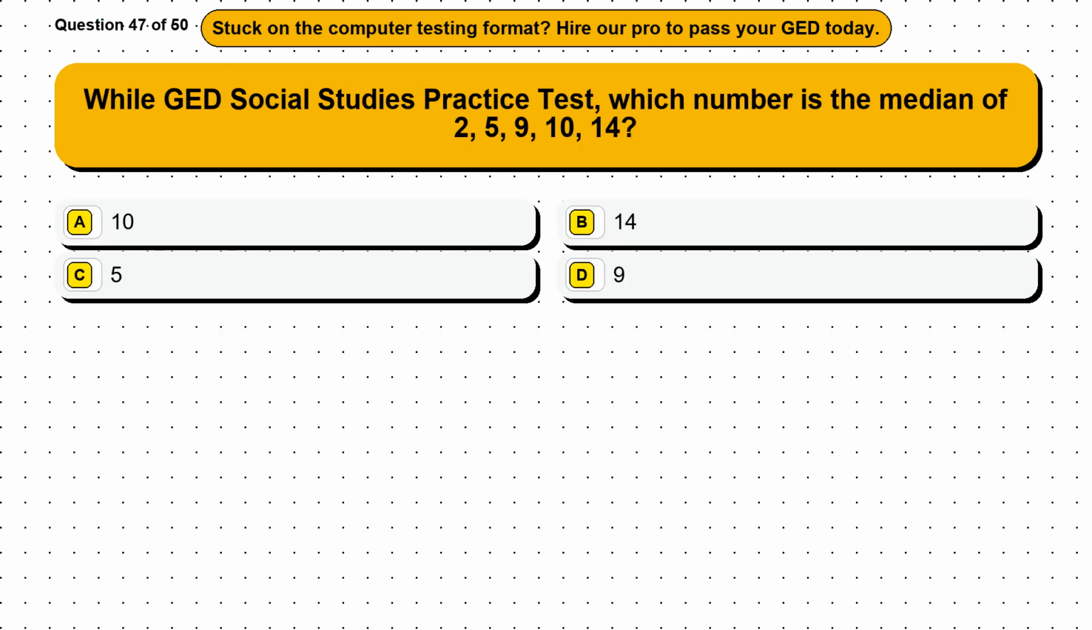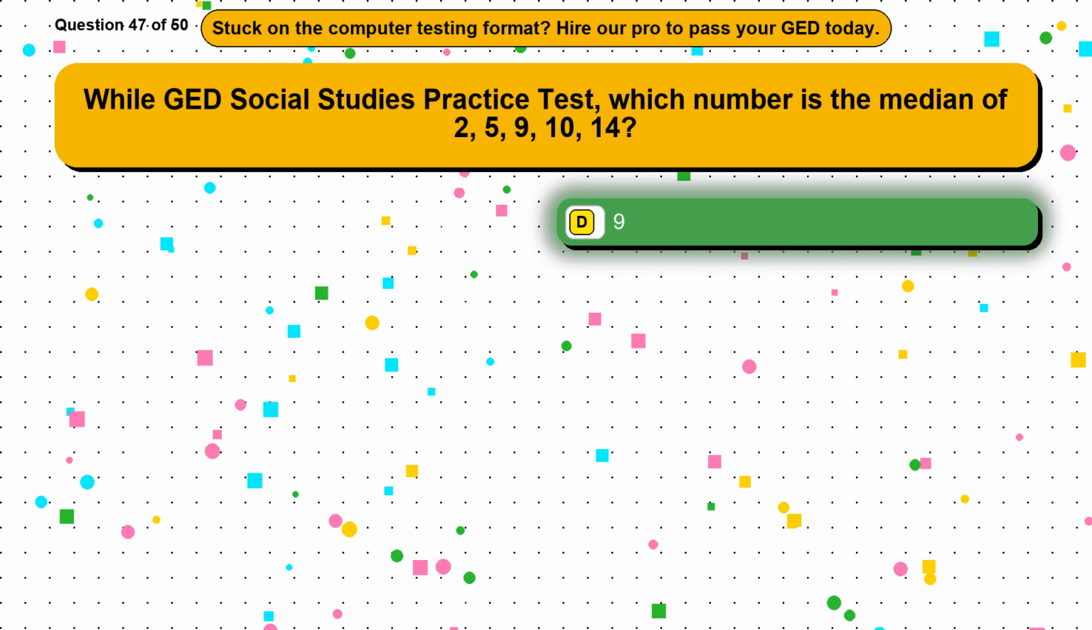Question 47. While GED Social Studies practice test, which number is the median of 2, 5, 9, 10, 14? Option A 10. Option B 14. Option C 5. Option D 9. The correct answer is option D.